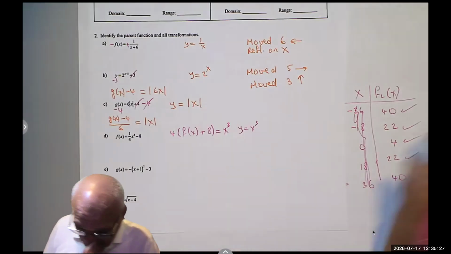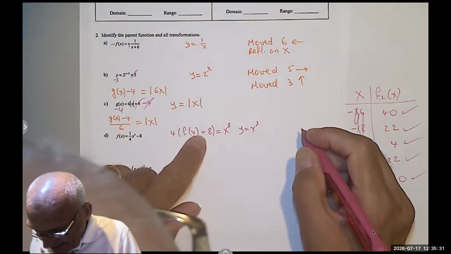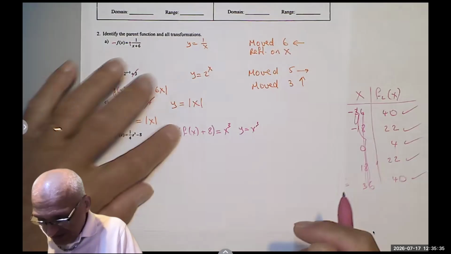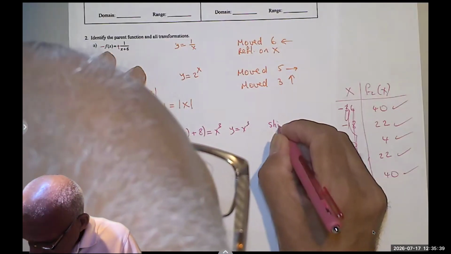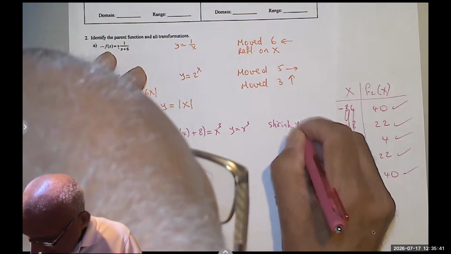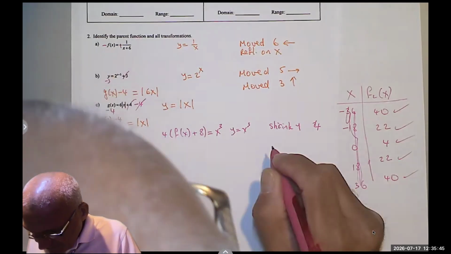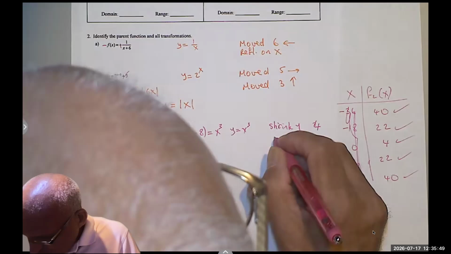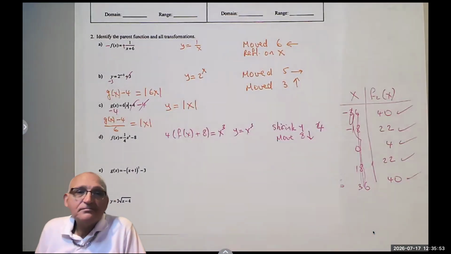Okay? And then for the y, I divide by 4. Notice it's 4. So you have to get rid of that by dividing. So shrink y by a factor of 4. And then subtract 8, meaning move 8 units down.